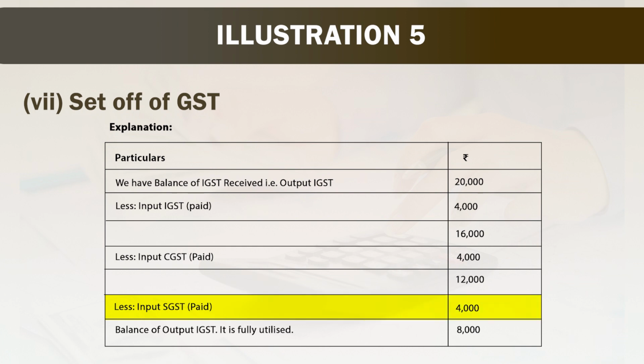And finally, as per the order, we can deduct input SGST if any. Yes, we have 4,000 rupees. So, here in our case, we have deducted input IGST, CGST and SGST. Still we have balance of 8,000 rupees. So, balance of output IGST will appear in our balance sheet and this is our payable amount to the government and that is our liability.